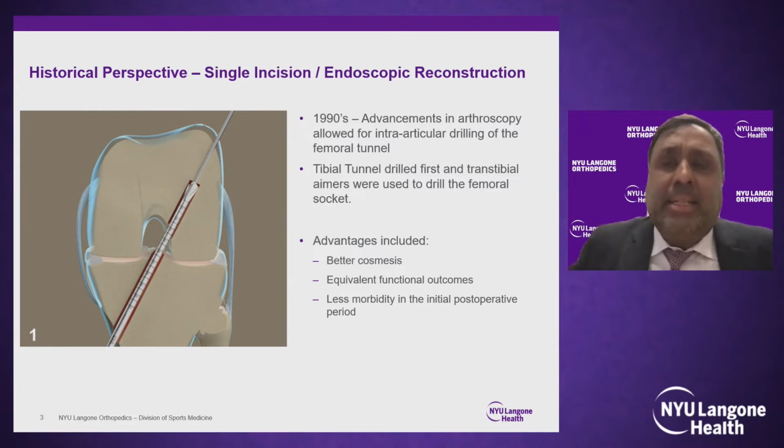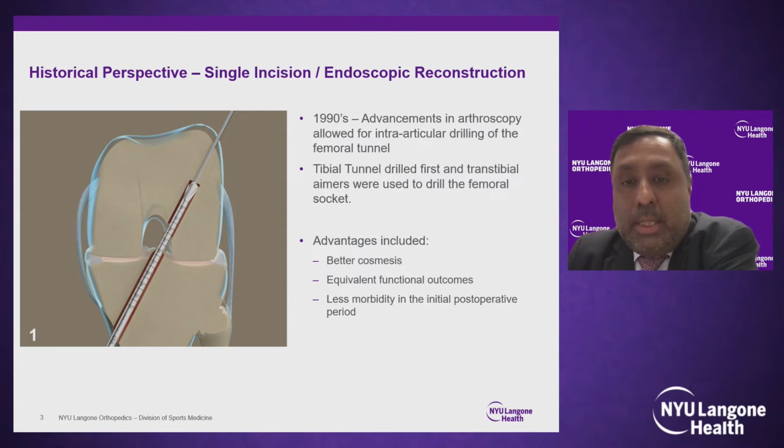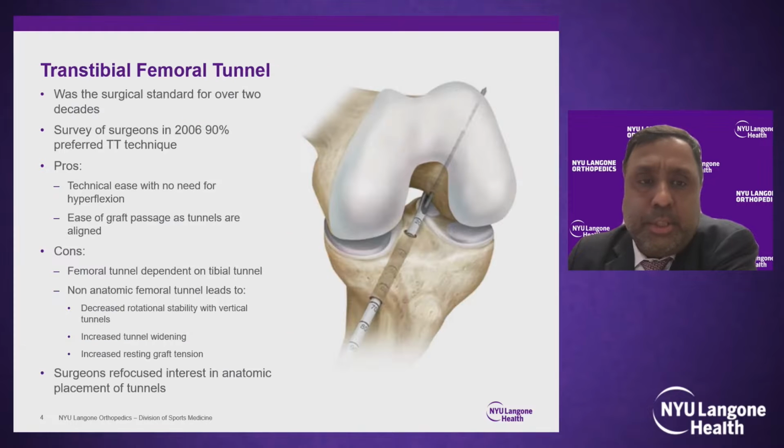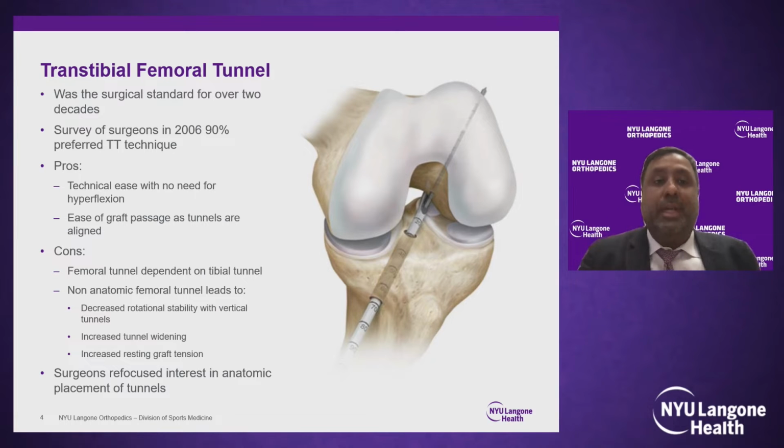As technology and equipment advanced in the 1990s, we moved to an all intra-articular drilling of the femoral tunnel. This technique called for the tibial tunnel to be drilled first, and then transtibial aimers were used to drill the femoral socket. This had the proposed advantages of better cosmesis with equivalent function to the 2-incision technique, and proposed less morbidity in the initial postoperative period due to less dissection and fewer incisions. This transtibial technique was actually the surgical standard for over 2 decades.